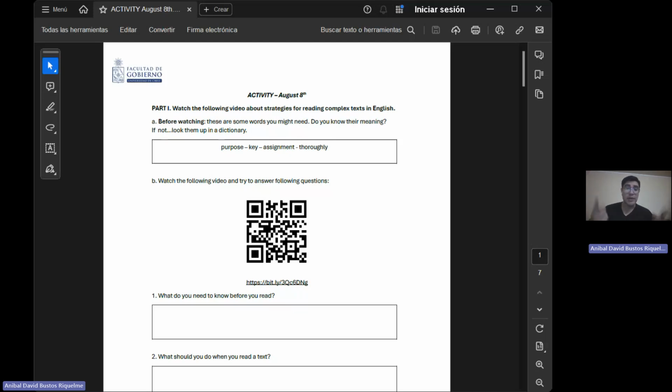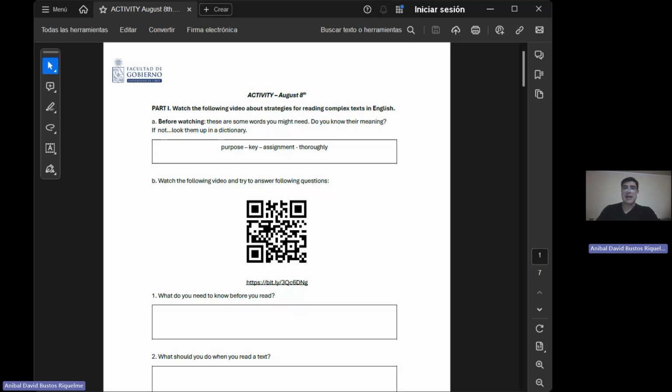So if you remember, the last semester we studied skimming, we studied scanning, we studied some listening strategies, some vocabulary strategies, how to approach writing and speaking, etc. So part of this first unit has to do with that. And the other part of this unit has to do with remembering all the things that we have studied so far. So for today's session, this is what we are going to do.